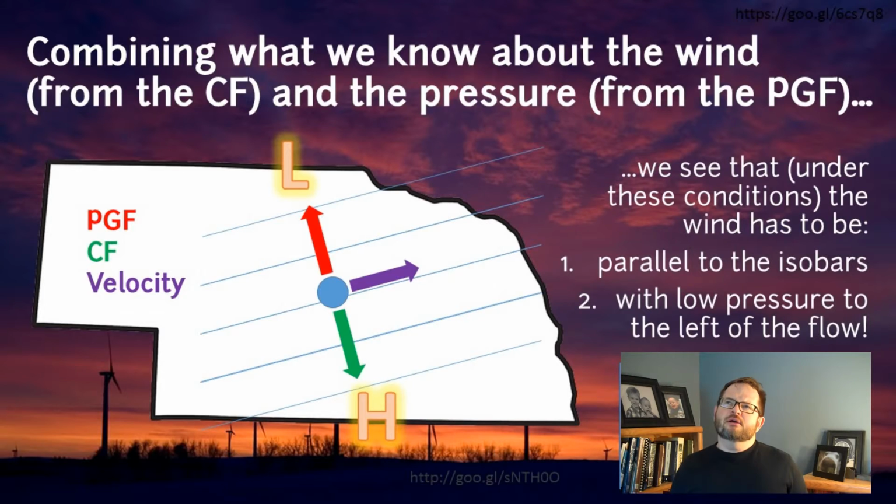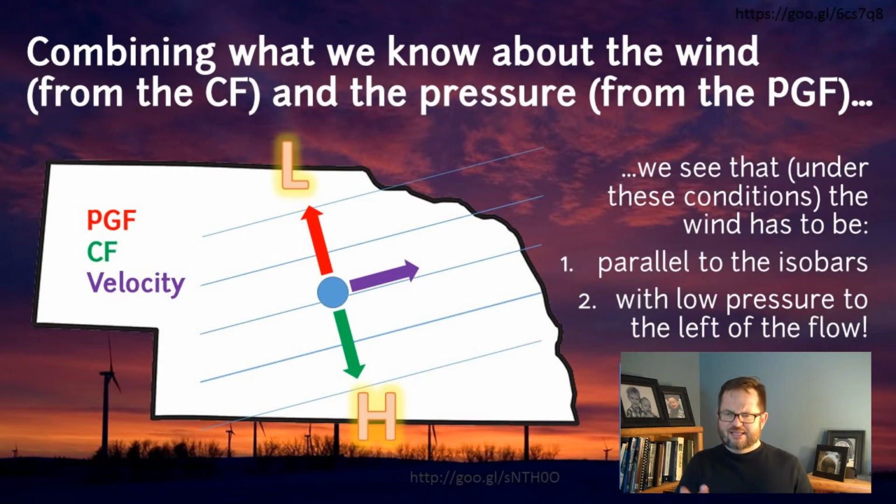And actually, we can put that information together, combining what we know about the motion of the air, the wind, from the Coriolis force, with what we know about the pressure pattern from the pressure gradient force. If I put those two pieces of information on the same map right here, we can see that under the conditions we're talking about here, 1, the wind has to be parallel to the isobars. See how the wind vector, the purple vector, is parallel to the isobars? And notice which way it blows. It blows so that there is lower pressure to its left and higher pressure to its right.